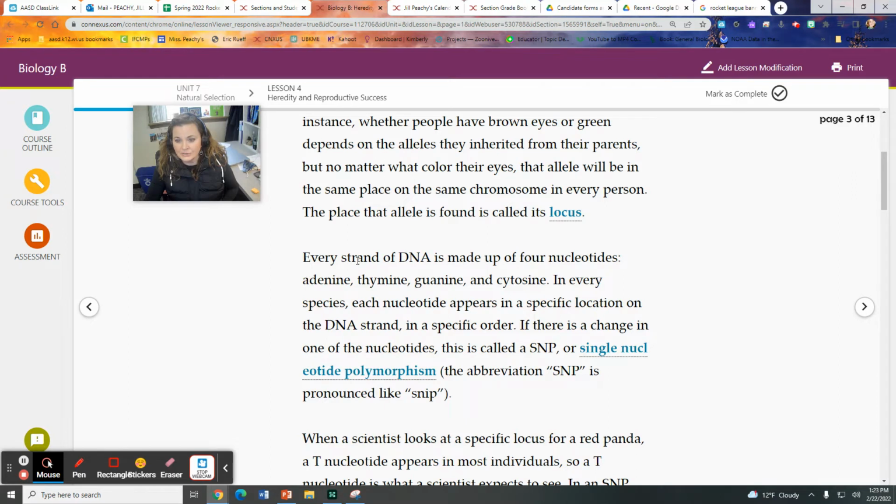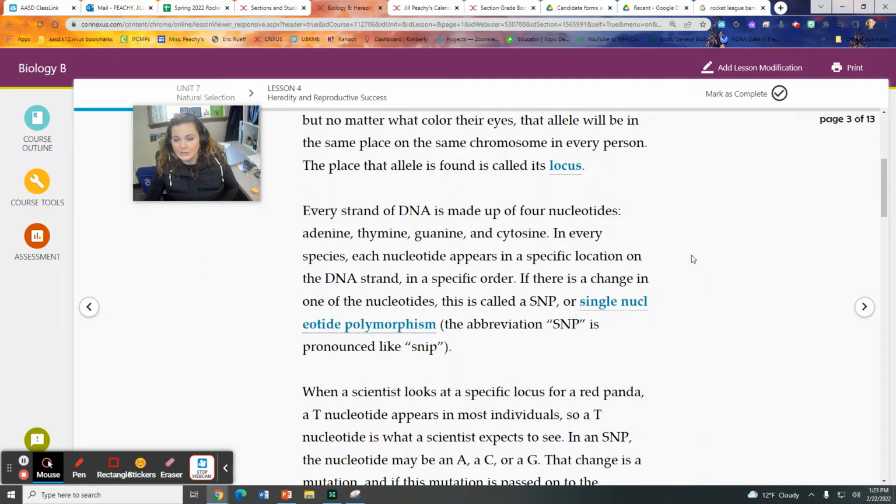So every strand of DNA is made up of 4 nucleotides, the A's, T's, C's, and G's: adenine, thymine, guanine, and cytosine. And in every species, each nucleotide appears in a specific location on the DNA strand in a specific order. So those A's, T's, C's, and G's that spell out the code that makes up you is the same as that spells out the code that makes up me, right?